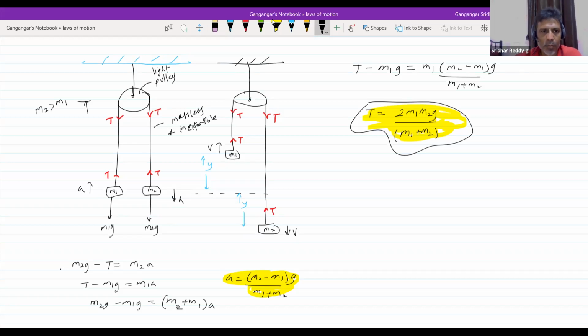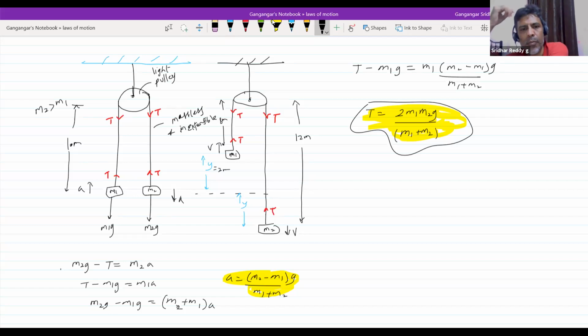Let me take the length of the rope, say 20 meters. Just a general discussion. Then let Y equal to say 2 meters. How much length of the rope here will be? 8 meters, no? How much here should be? 12 meters. So look at the total length of the rope: same 20 meters. So how much M2 has descended, that much M1 will ascend. Therefore both should have the same velocity, same acceleration. Got the idea?